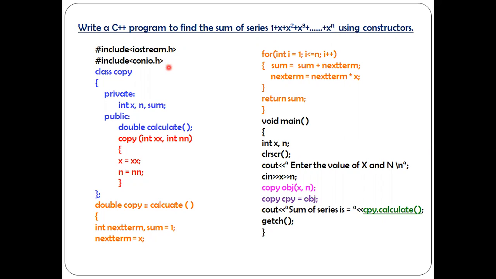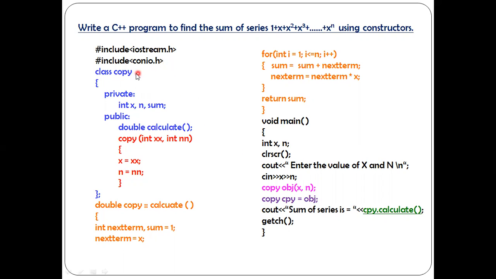The first two lines begin with the two header files. The first one is hash include within the angular brackets iostream.h, which stands for input output stream header file. The second one is hash include within the angular brackets conio.h, which stands for console input output header file. This header file is exclusively used for two functions, one is the clrscr function, another one is the getch function. For this purpose, we'll make use of this header file.